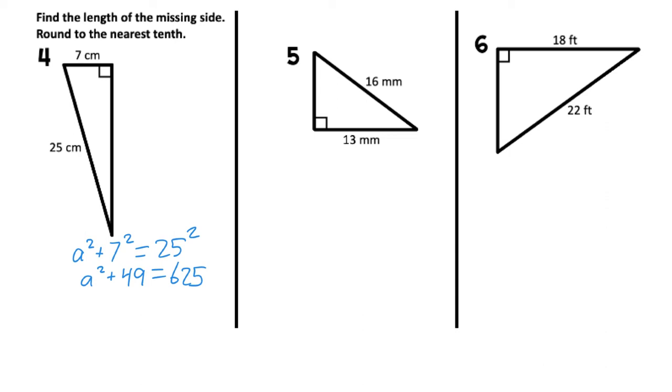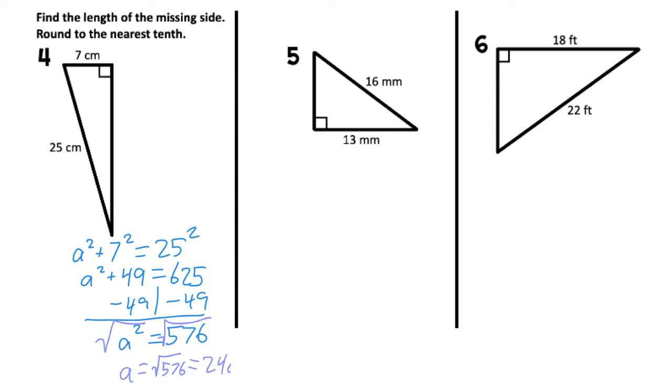To get a squared by itself, we will need to subtract 49 from both sides, and we are left with a squared is equal to 576. However, we are looking for a, or the side length, not a squared. So, in order to undo the square, we will need to do the inverse, which is take the square root. Now, the square root of a squared is a, and the square root of 576 is 24, so our missing side length is 24 centimeters.